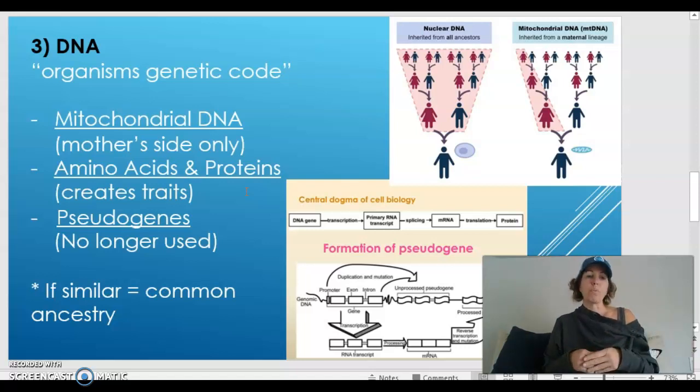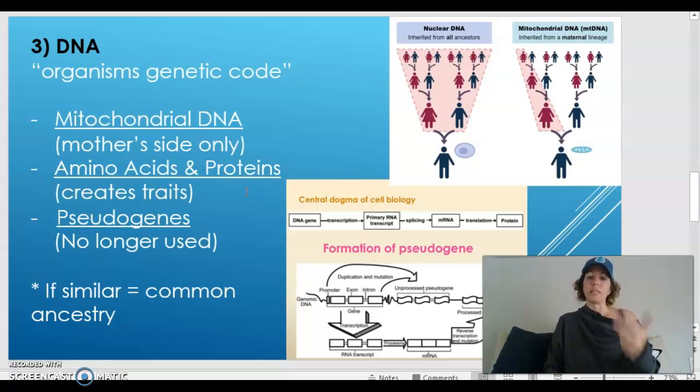Okay, so when we as evolutionary biologists go through this system of figuring out, are these organisms related or not, we want to look at all of them. Okay, so it's not just one or the other. You can't just pick and choose. So we have to verify embryology, check.